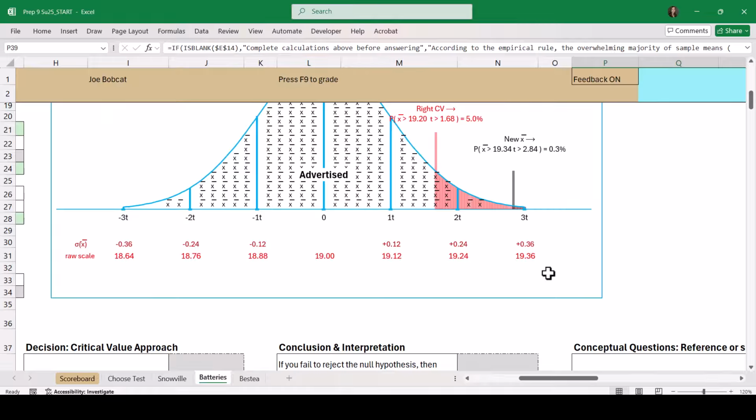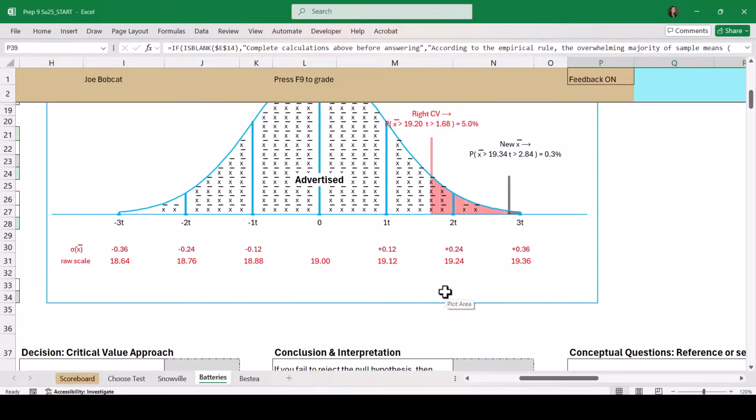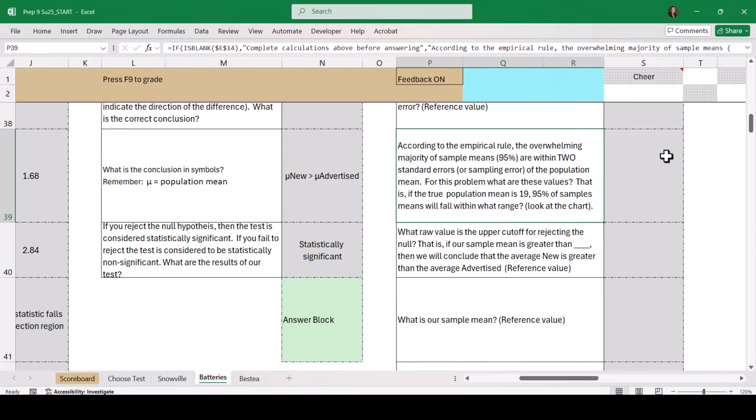So 68% of samples are going to be within one standard error. So here's the population mean of 19. Here's one standard error, 18.88 to 19.12. Here's two standard errors, 18.76 to 19.24. So 95% of samples are going to be within this range, 18.76 to 19.24.